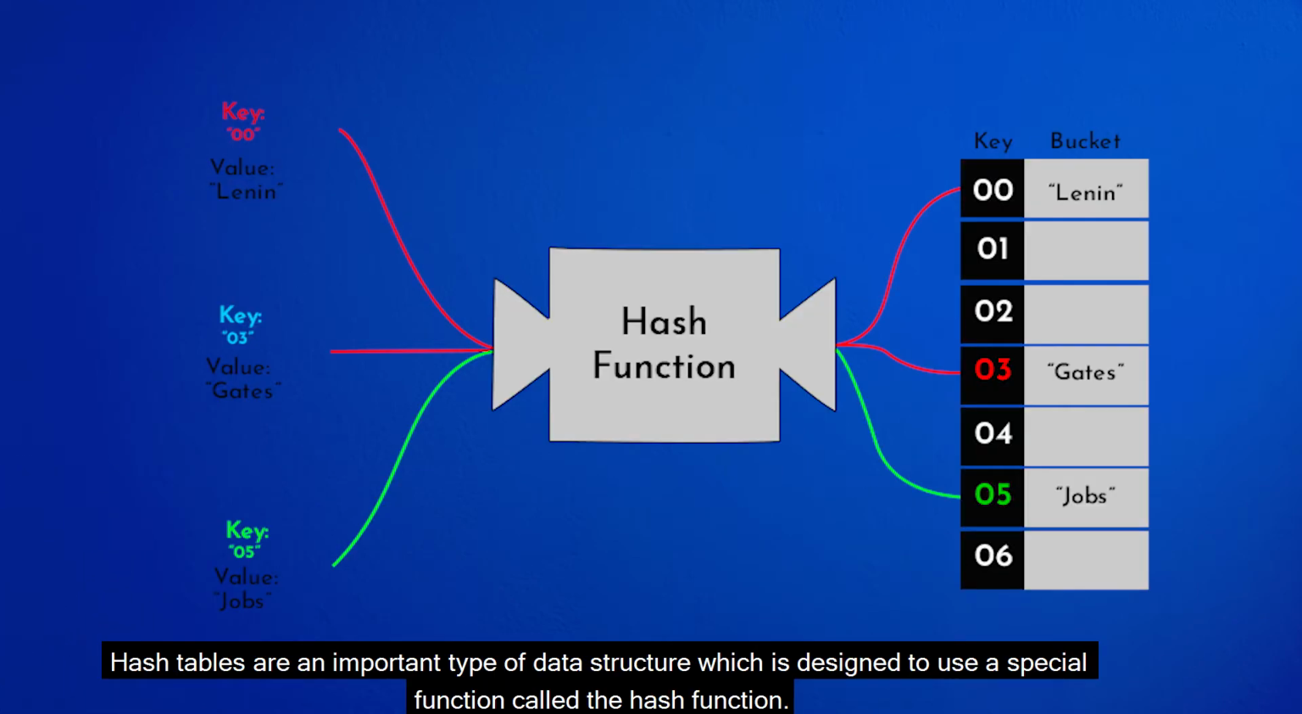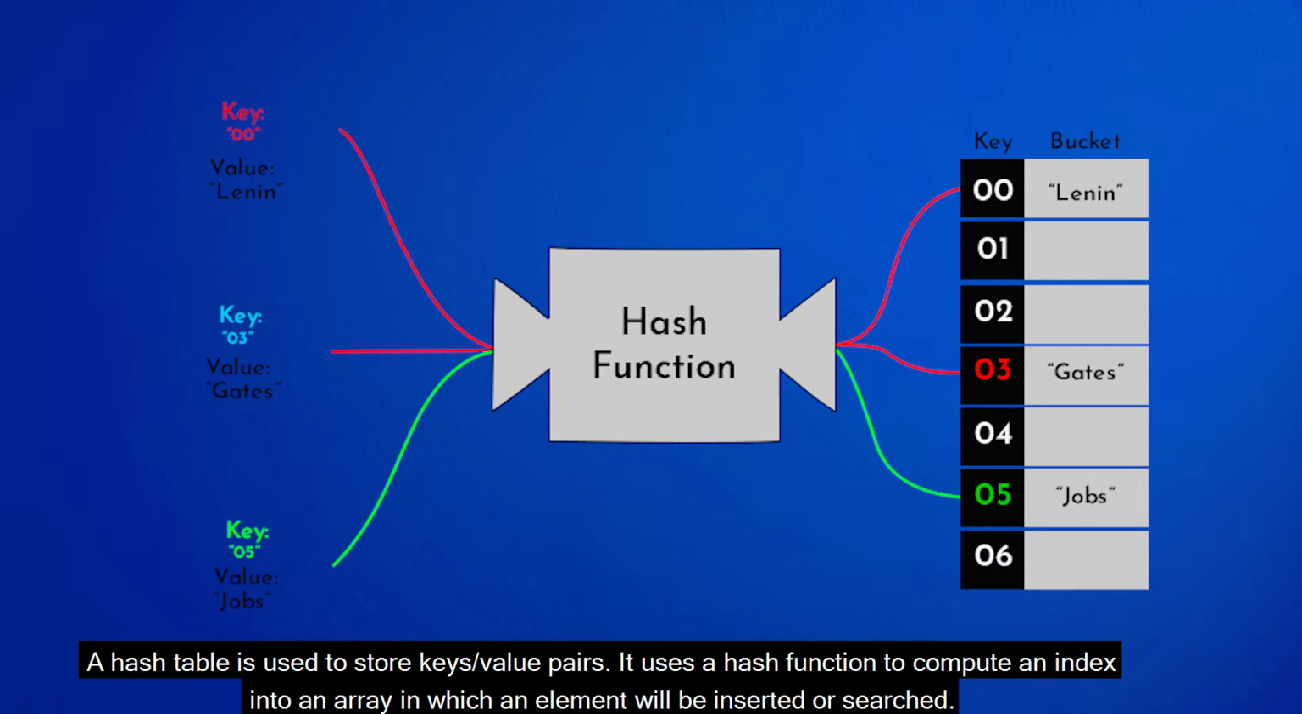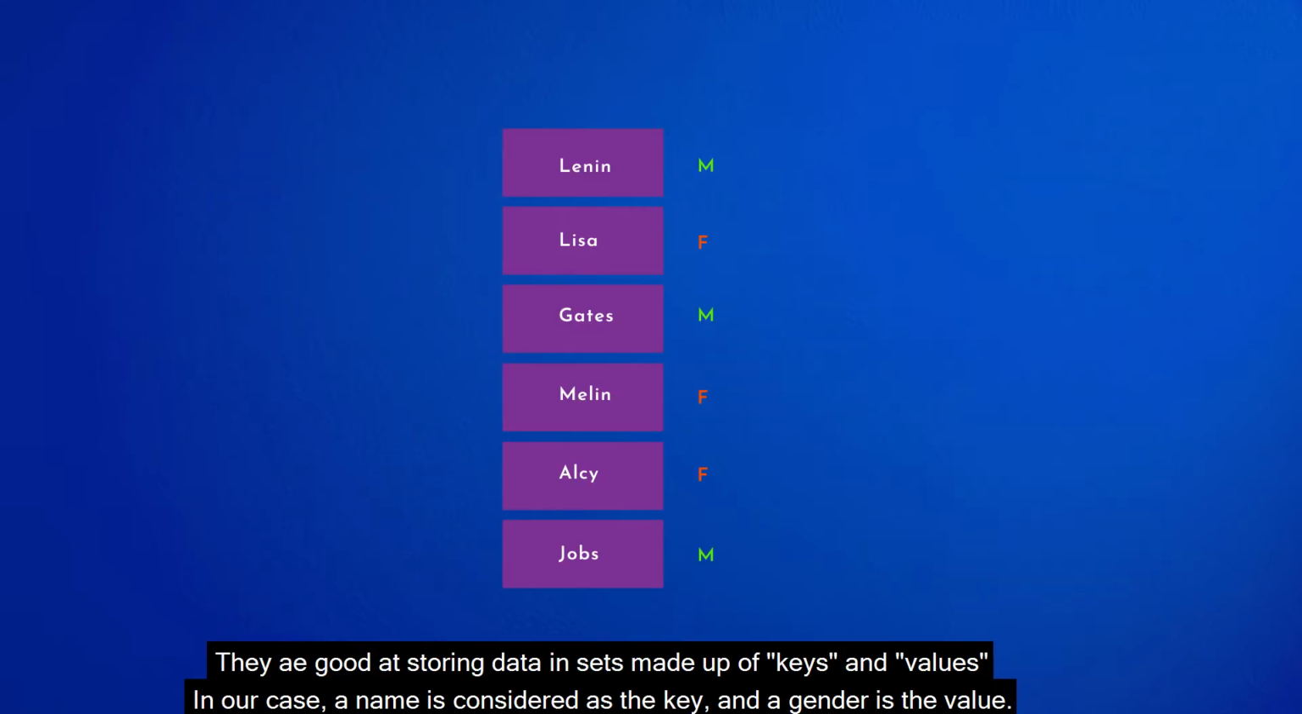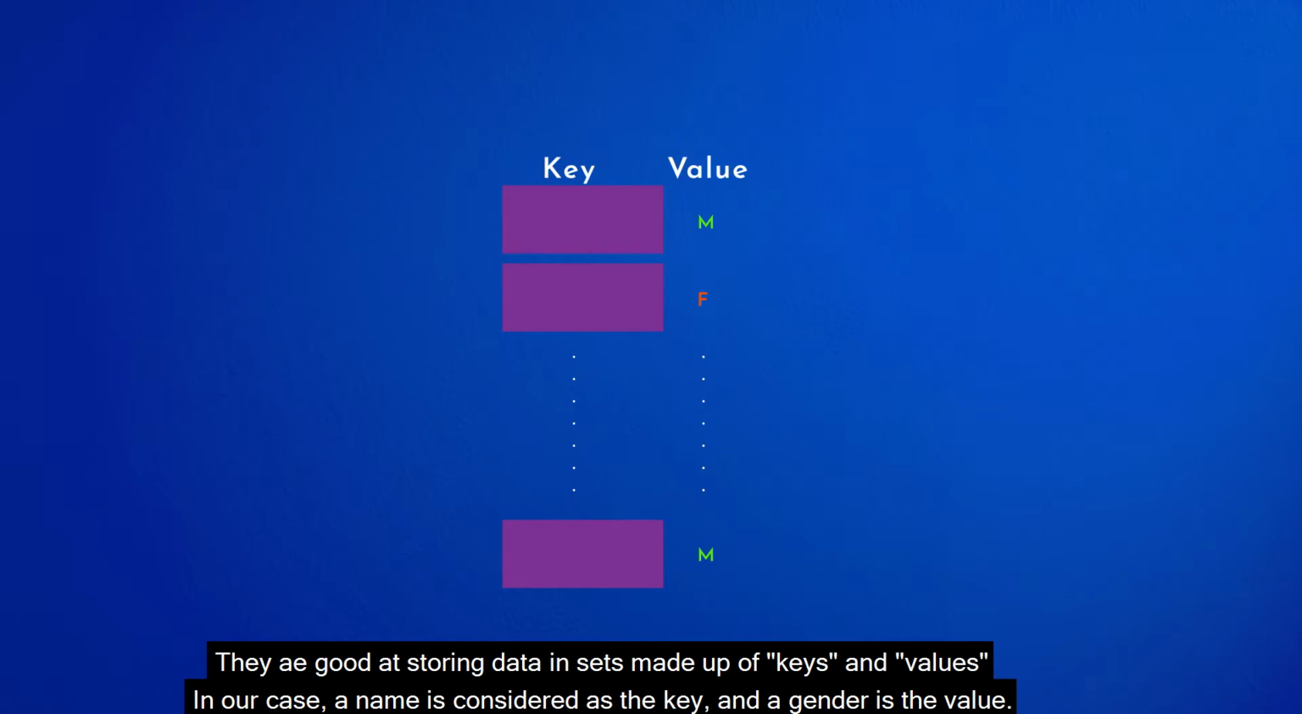Hash tables are an important type of data structure which is designed to use a special function called the hash function. A hash table is used to store key and value pairs. It uses a hash function to compute an index into an array in which an element will be inserted or searched. They are good at storing data in sets made up of keys and values. In our case, a name is considered as the key and a gender is the value.